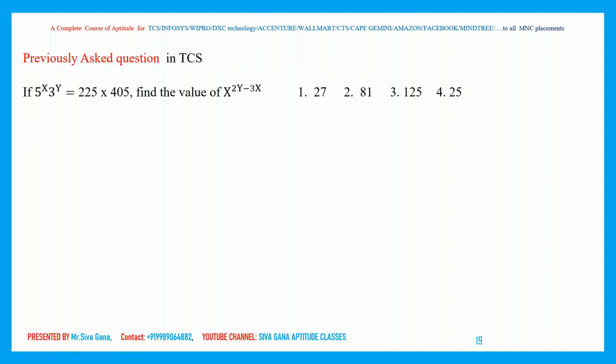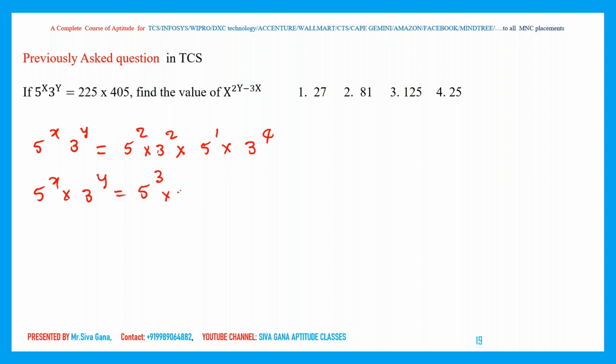Now 5 power x into 3 power y is 225, okay, simple question. 5 power x into 3 power y is equal to 225, which is nothing but 25 into 9. 25 is nothing but 5 square, 9 is nothing but 3 square. Now 405, 81 into 5 is 405. 5 is nothing but 5 power 1. 81 is nothing but 3 power 4. Right? 5 power x into 3 power y is equal to 5 power 3 into 3 power 6. Now upon comparison, x is equal to 3, y is equal to 6.